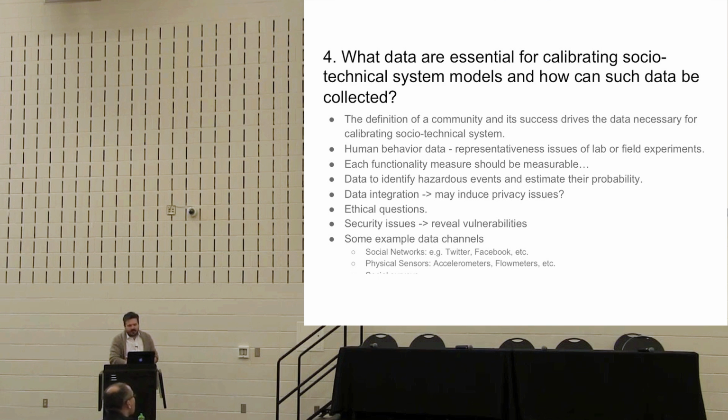Next, what data are essential for calibrating socio-technical system models, and how can such data be collected? The answer is everything, but you can't. All right. So how do you prioritize which data you collect? Human behavior data is where we're mostly lacking. But at the same time, when you're collecting data about humans, you need to worry about privacy issues.